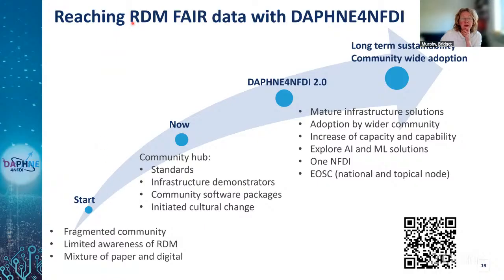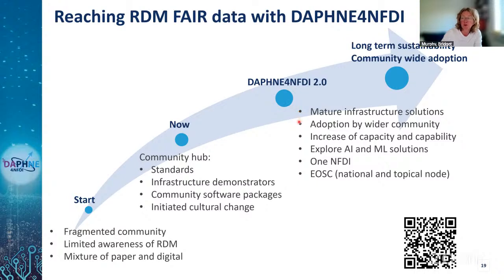So if we think about where we are with our research data management, how to make data FAIR with the DAPHNE4NFDI consortia, before we started, our community was fragmented. There was a limited awareness of research data management, and there was a kind of a haphazard mixture of paper and digital solutions. What do we have now? We have a community hub. We have standards that have been discussed and agreed upon. We have infrastructure demonstrators in key use cases. We have community software packages, and we have initiated a cultural change. And hopefully, in the near future, we'll get funding for DAPHNE4NFDI too.